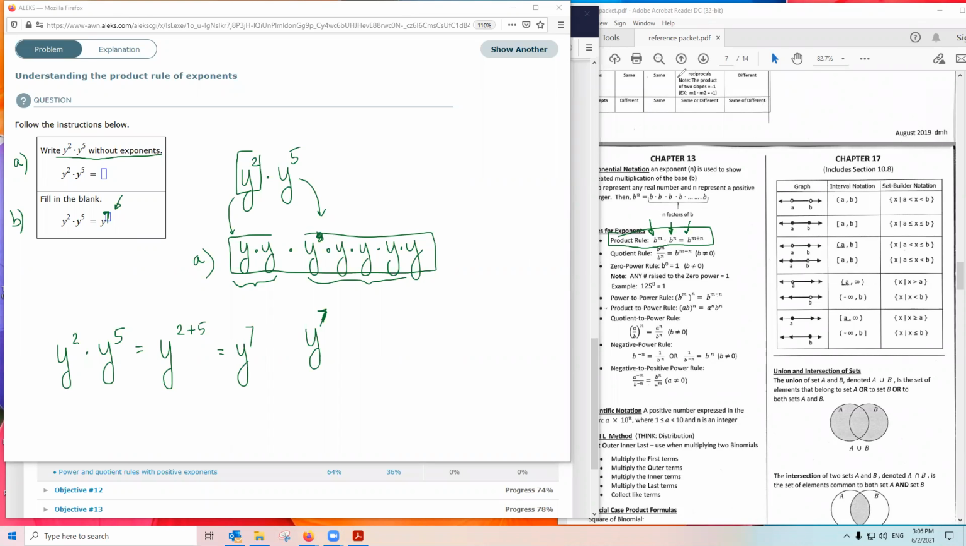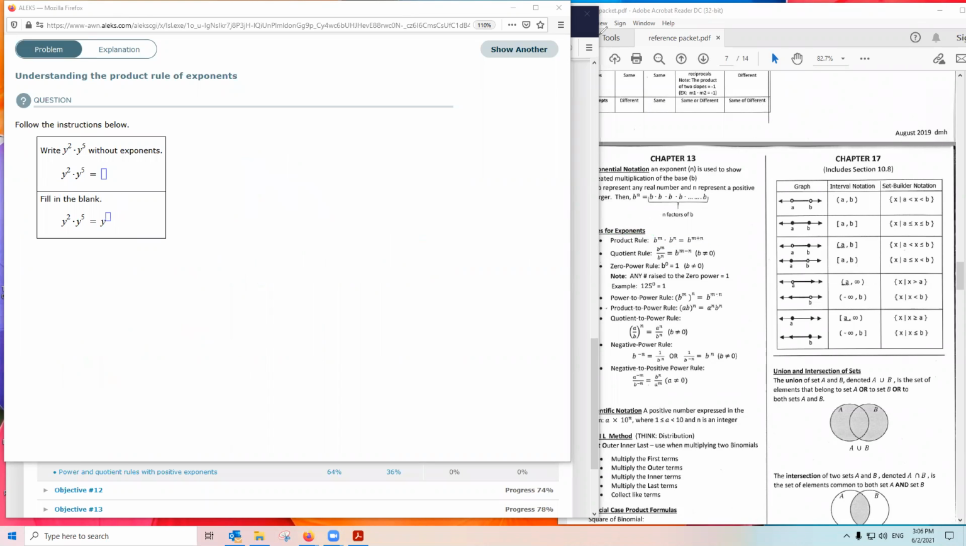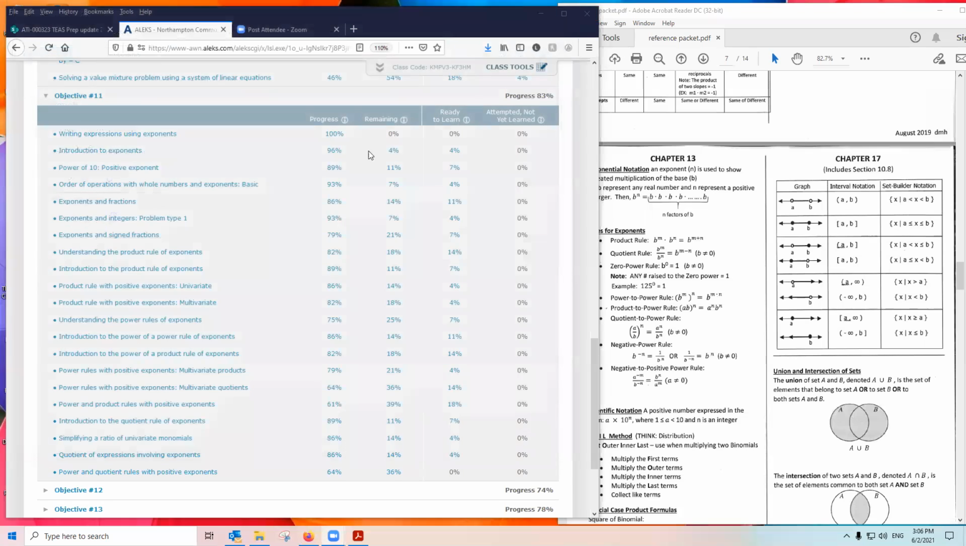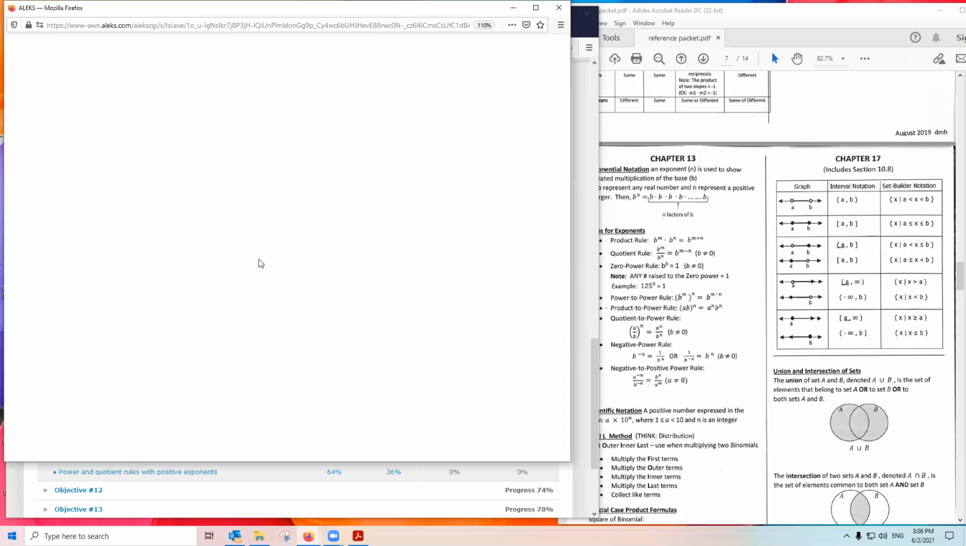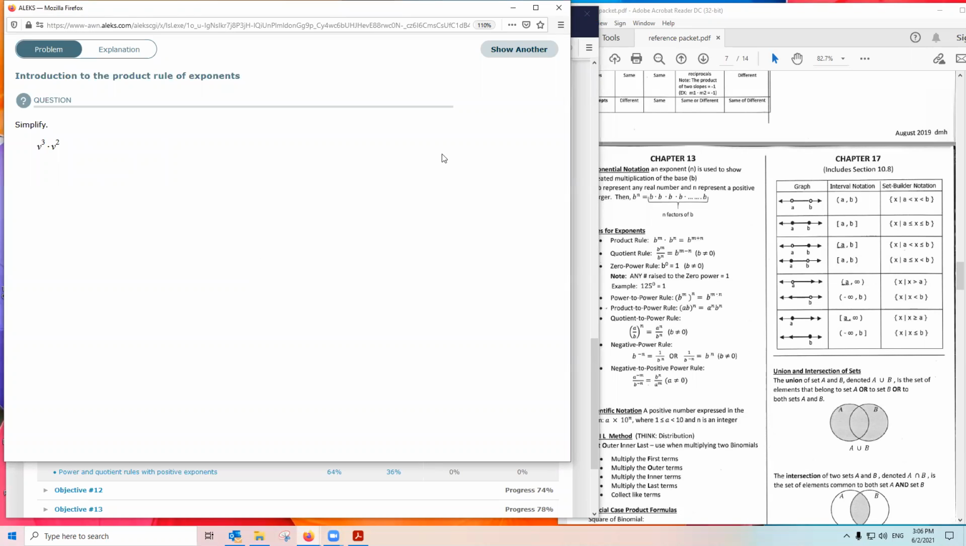So let's do another example of this rule. It's called a product rule. So let's do another example like that. This is an important rule because you're going to use this quite a bit.